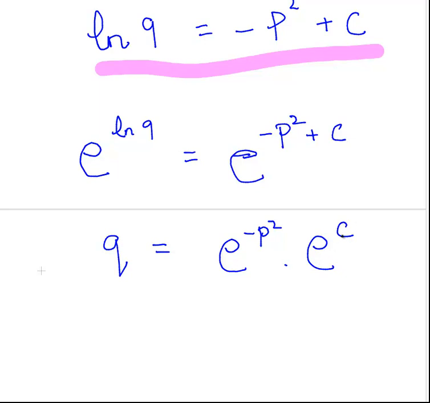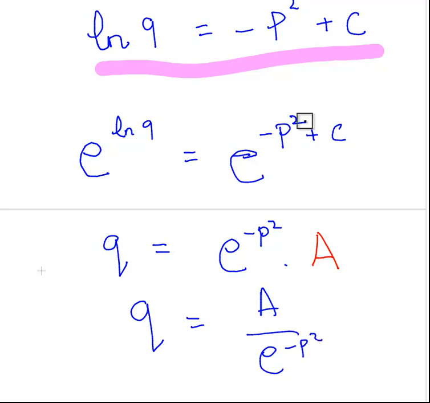So I'm just going to call this a. This is just a replacement coefficient there. So q equals e to the minus p squared times a. So far so good. Let's just tidy this up a bit. That could be written as q is equal to a over e to the p squared.